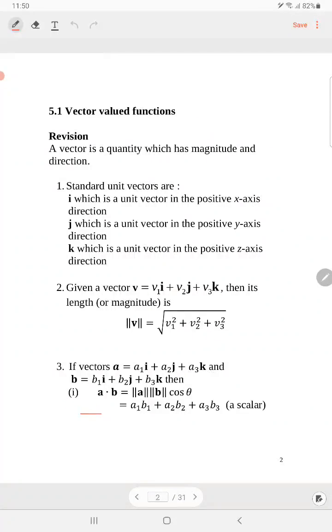And next is the cross and the dot product between two vectors. Let's say you're given two vectors, vector A and vector B. Then A dot B is equal to, what you do is you multiply the x component of A with the x component of B, so A1 times B1, plus multiply the y components of A and B, so we have A2 times B2, plus the product of the z component of A and B, so plus A3 B3, and the result is a scalar. So if you take the dot product between two vectors, what you get is a scalar.